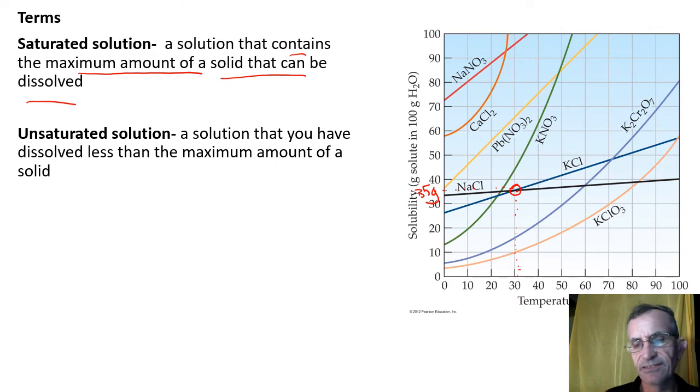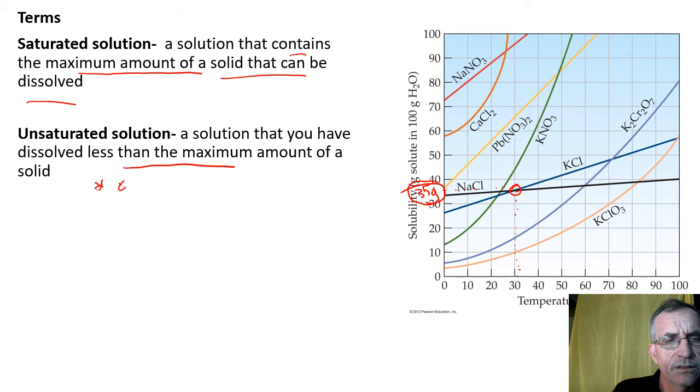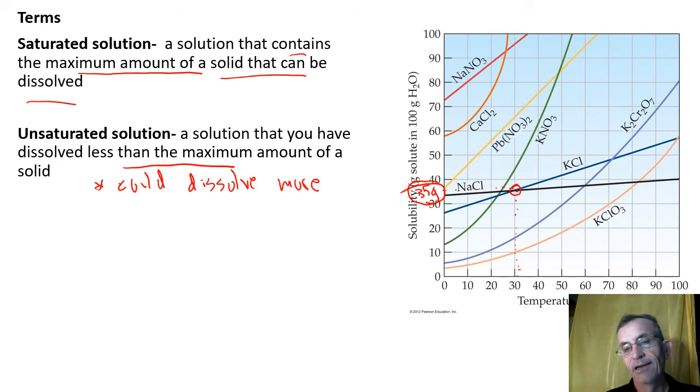Now, if you don't dissolve the most you could, that's called an unsaturated solution. So in an unsaturated solution, you have dissolved less than the maximum amount. Again, if we talk about 30-degree water and KCl, the most you can dissolve is 35 grams. If you dissolve less than that, you have an unsaturated solution. Another way of saying that is you could dissolve more if you wanted to. So if you dissolve the most you can, that's called saturated. If you dissolve less than you can, that's called unsaturated.